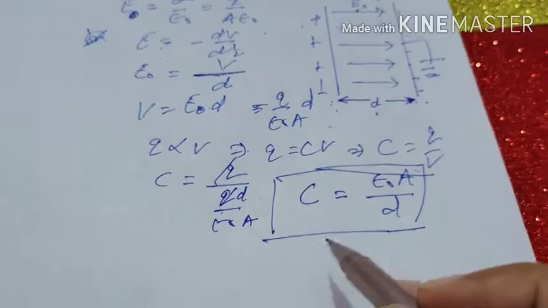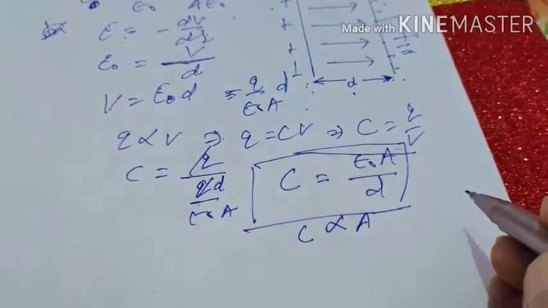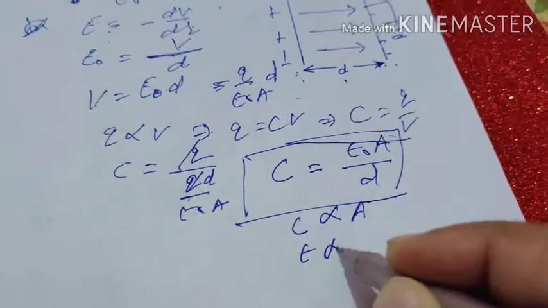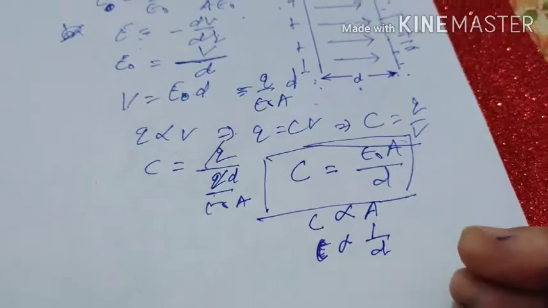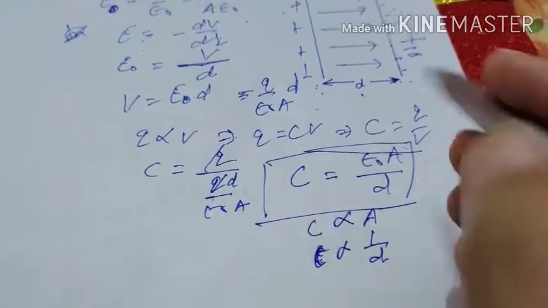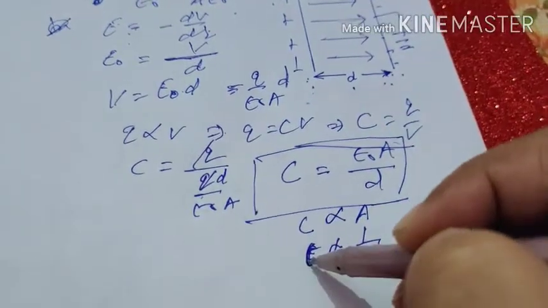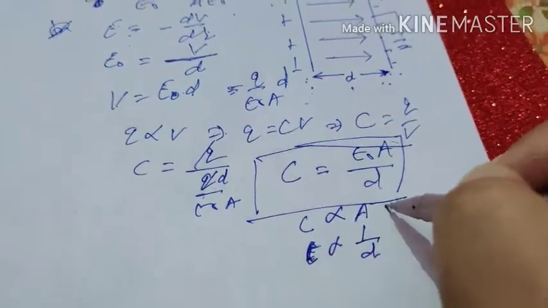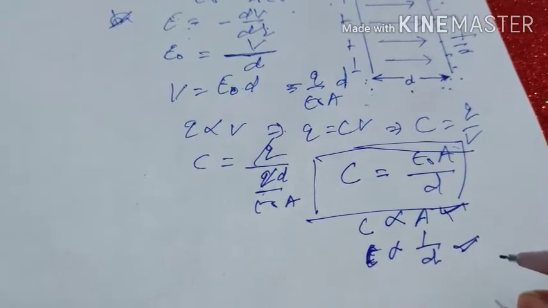You can also explain that the capacitance of a capacitor is proportional to the area of the plates, and it is inversely proportional to the distance between the plates. This means if plates are separated by a large distance, its capacitance is reduced. So in this way you can increase or decrease the value of capacitance of a conductor.